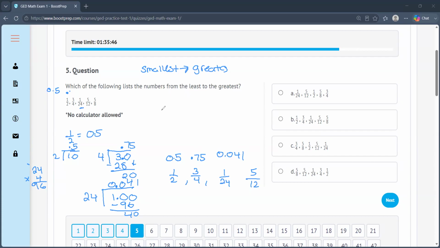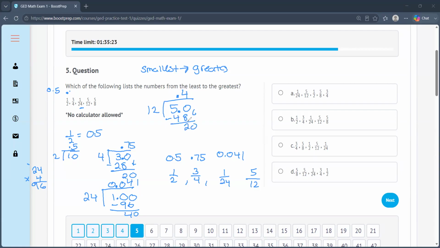If you could do the box, that's fine. So put 5 in the box, 12 outside, placeholder of 0. How many times does 12 go into 50? About 4, right? 12 times 4 is 48. 50 minus 48 is 2.